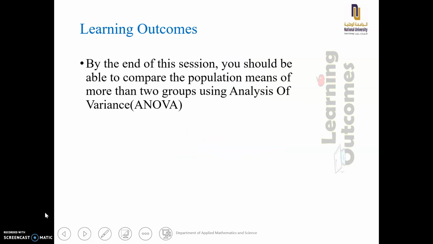So the learning outcome for chapter 4 is by the end of this session you should be able to compare population mean of more than two groups using a method called analysis of variance. In shortcut it's called Anova.